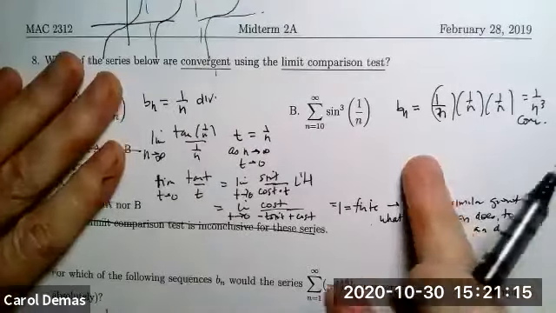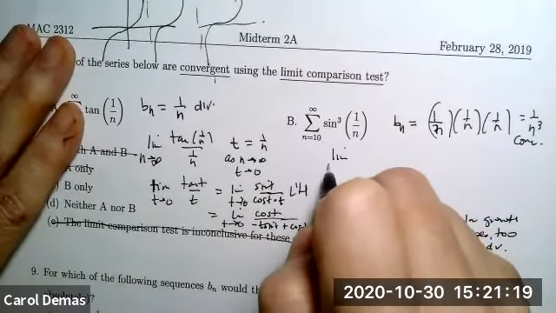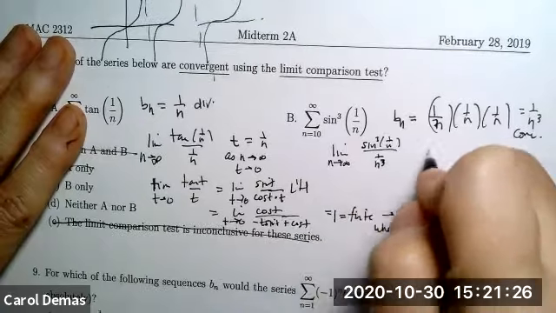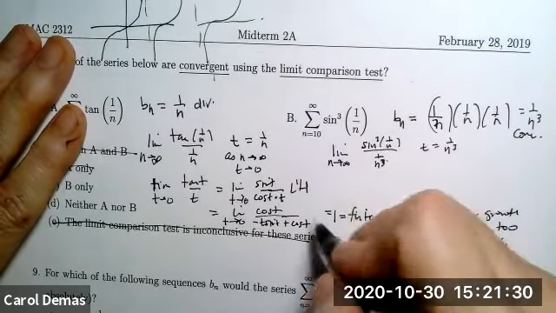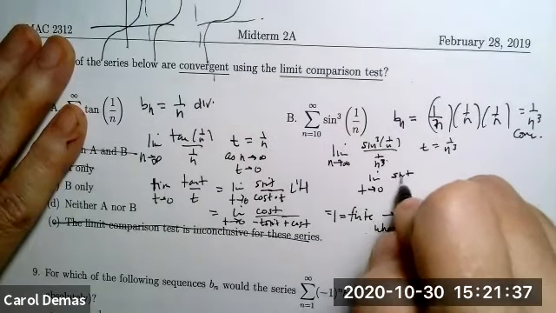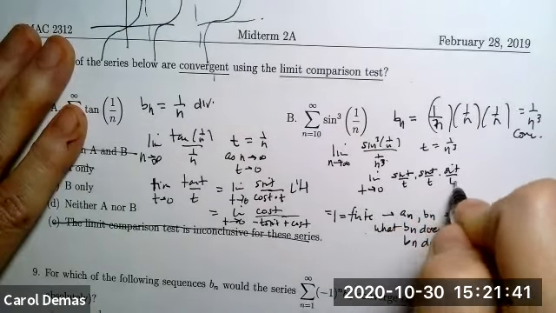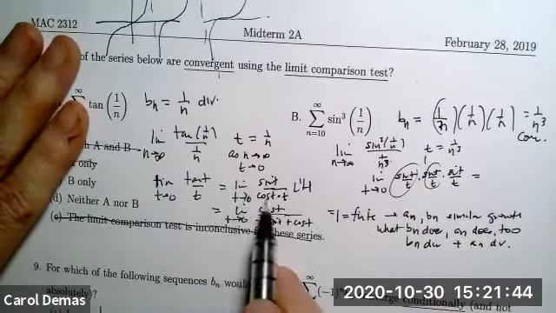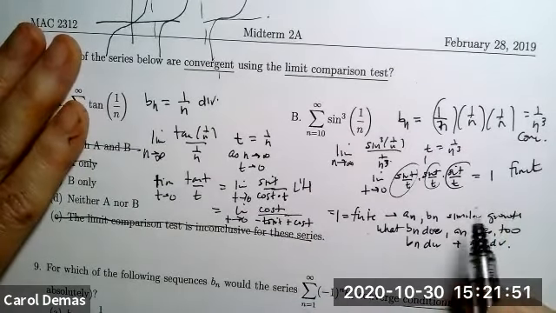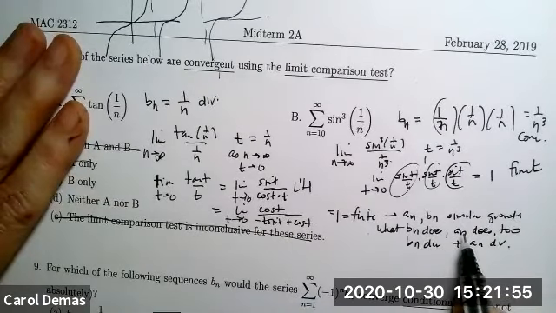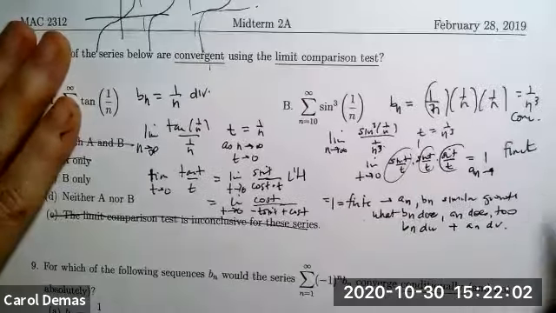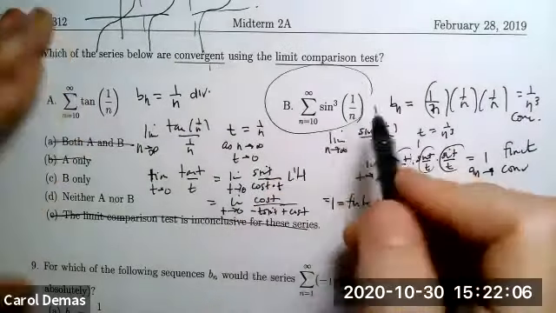Okay, let's do this one next. If we do the limit as n goes to infinity of sine cubed of 1 over n, over 1 over n cubed, we're going to let t be 1 over n cubed. Do our same trick here. So we'll have the limit as t goes to 0 of sine t over t, sine t over t, sine t over t, and these are all going to 1 by L'Hopital, or if you just remember that result. So this is a finite value. AN and BN have similar growth. What BN does, AN does too. So in this case, AN does what? Converge. So B is the only one that works.